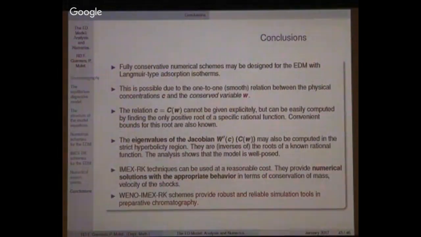And then I showed you that we can actually use IMEX Runge-Kutta techniques, which are state-of-the-art, okay? They are very efficient, and they can be done at a reasonable cost if you invest in the mathematical technology that is behind that, okay? But it's well known anyway. So I would conclude saying that we know IMEX Runge-Kutta schemes do provide robust and reliable simulation tools for preparative chromatography. And we hope to be able to talk to chemical engineers, we have a few close by, and convince them that this is a useful simulation tool.